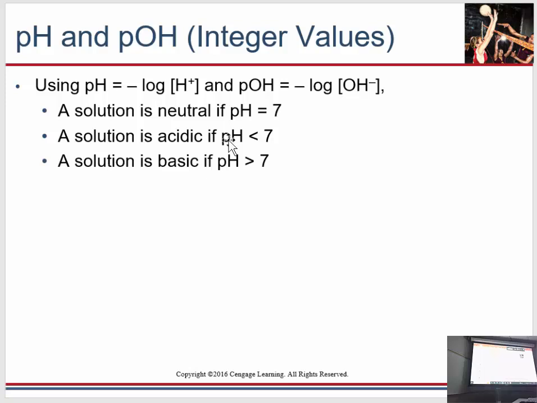So basically, with the numbers here, a neutral solution has a pH of 7. Acidic solutions will have a pH less than 7. And basic solutions will have a pH greater than 7.